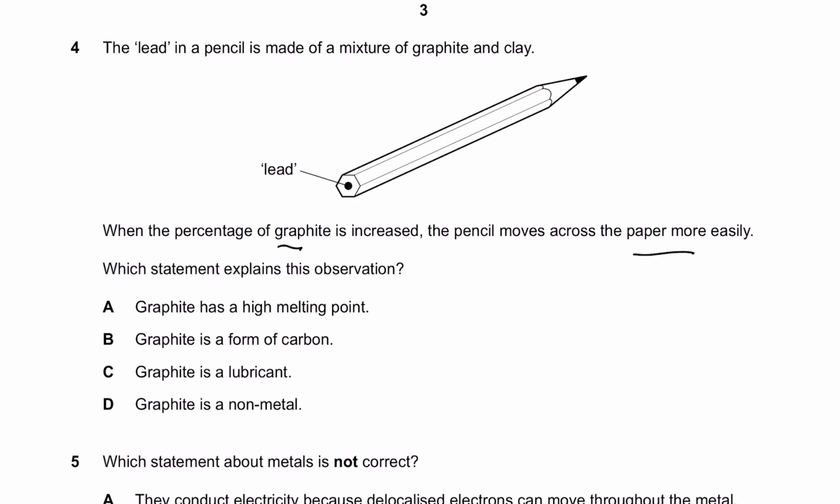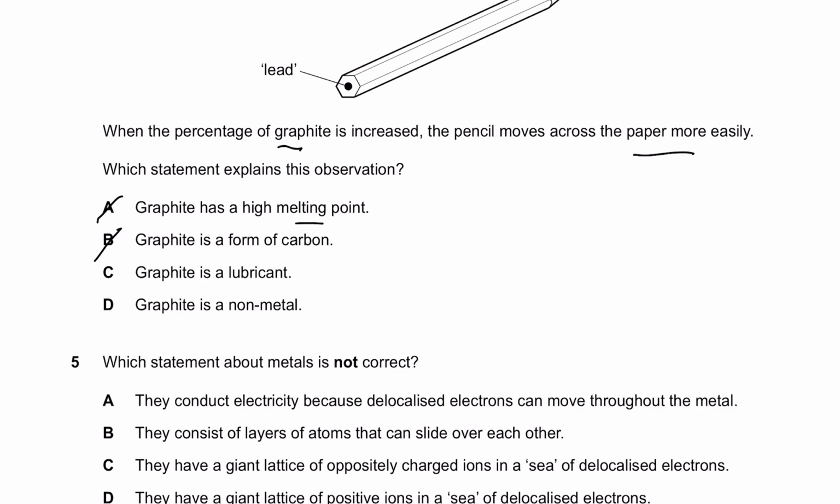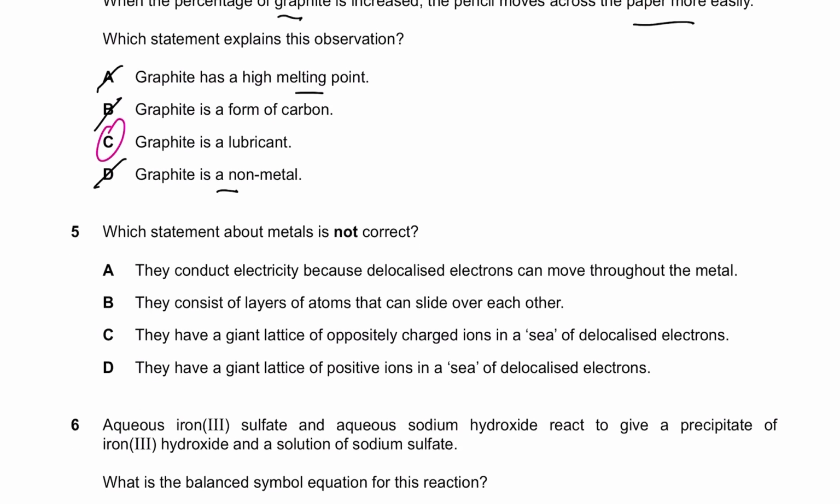The reason is because graphite has layers which can slip over each other, and that's why it can be used as a lubricant, because it reduces friction. Now it's saying which statement explains this observation. It has a high melting point. It does, but it does not explain this observation. It is a form of carbon. Again, does not explain this observation. It's a non-metal. Again, does not explain this observation. The only thing that explains this observation is that graphite is in fact a lubricant. Therefore, it reduces friction, and that is the reason why the pencil can move across the paper more easily.